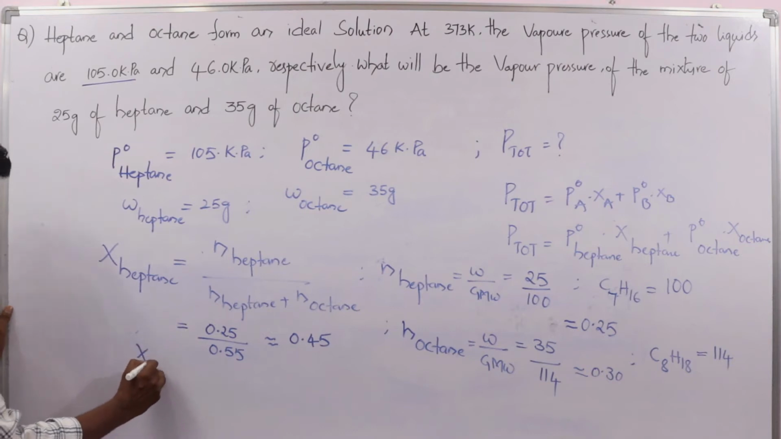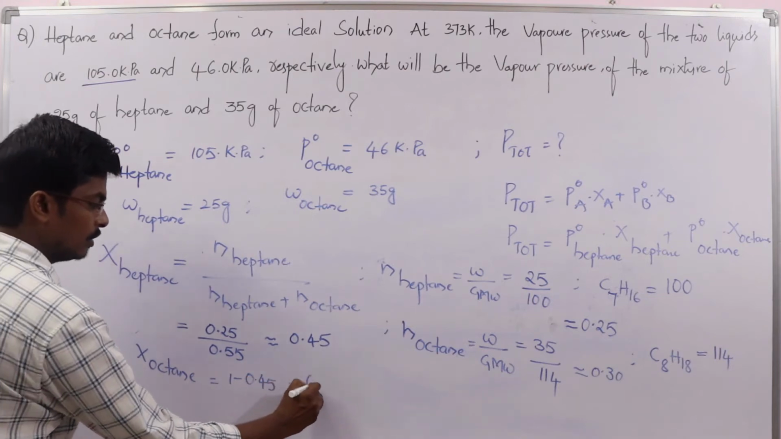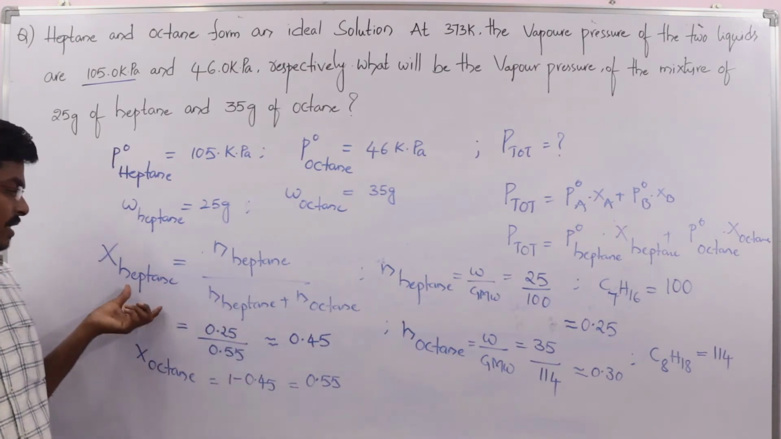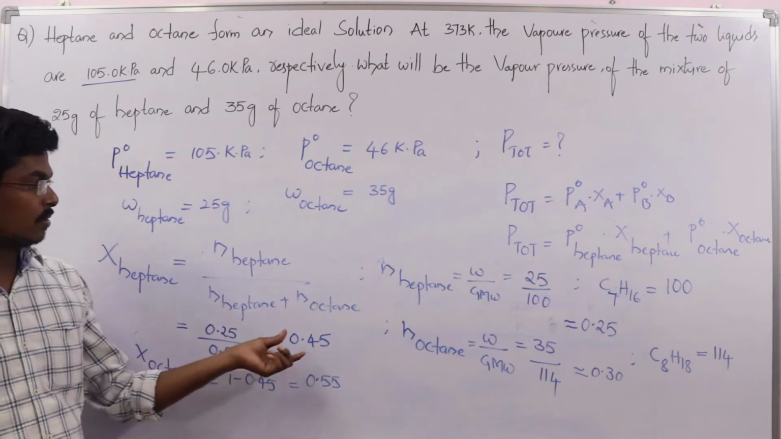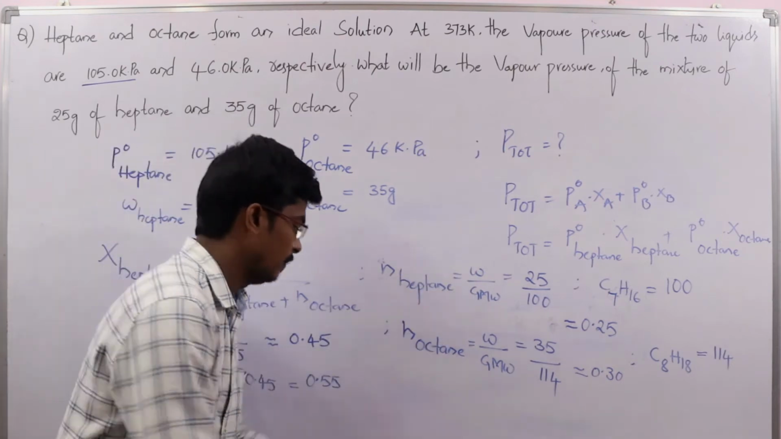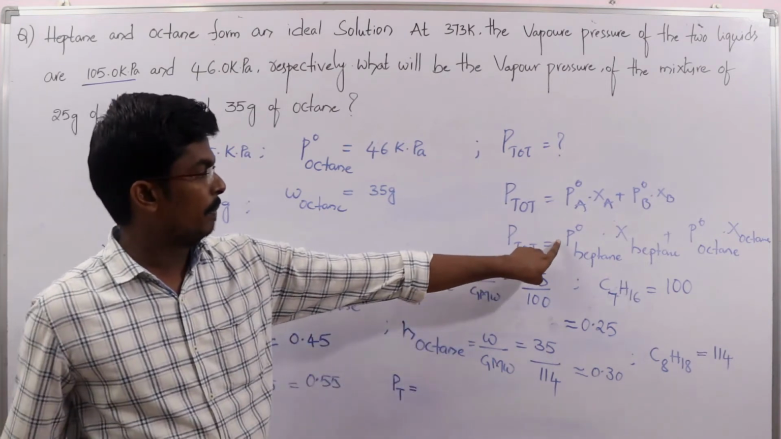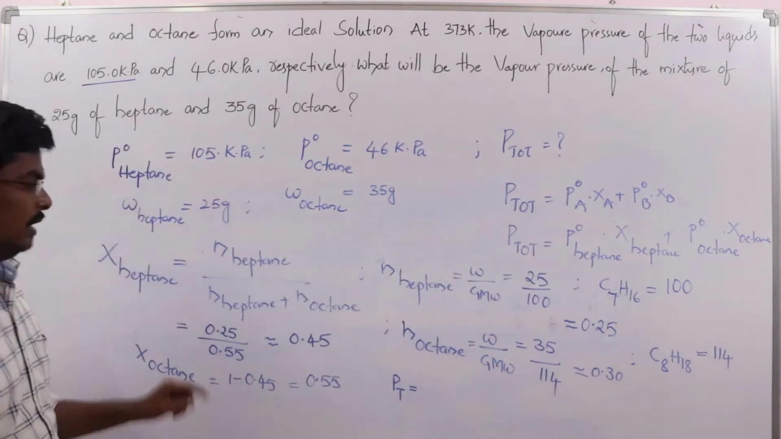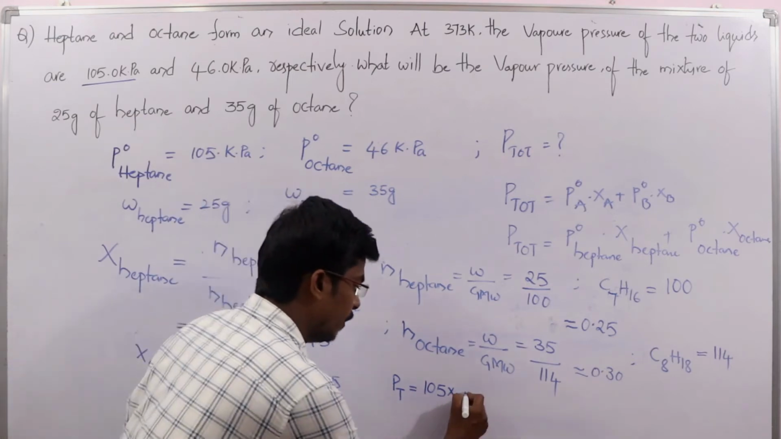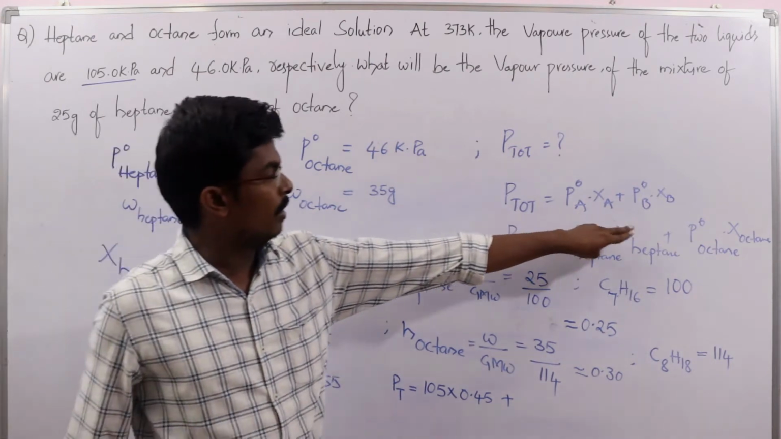So what do you get for the mole fraction of octane? You know that 1 minus 0.45 gives 0.55. Okay. So now I have calculated the mole fraction of heptane and the mole fraction of octane, and now just simply substitute in this formula. You will get P total. P total is equal to P naught heptane, which is already there, 105, times mole fraction of heptane 0.45, plus P naught octane.